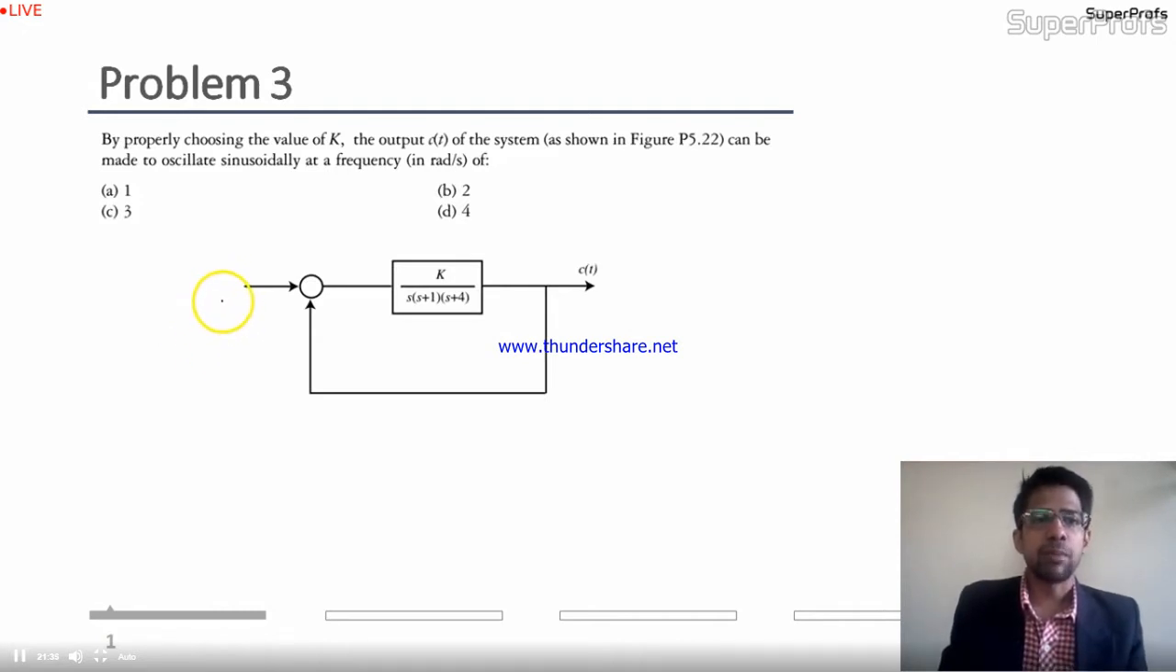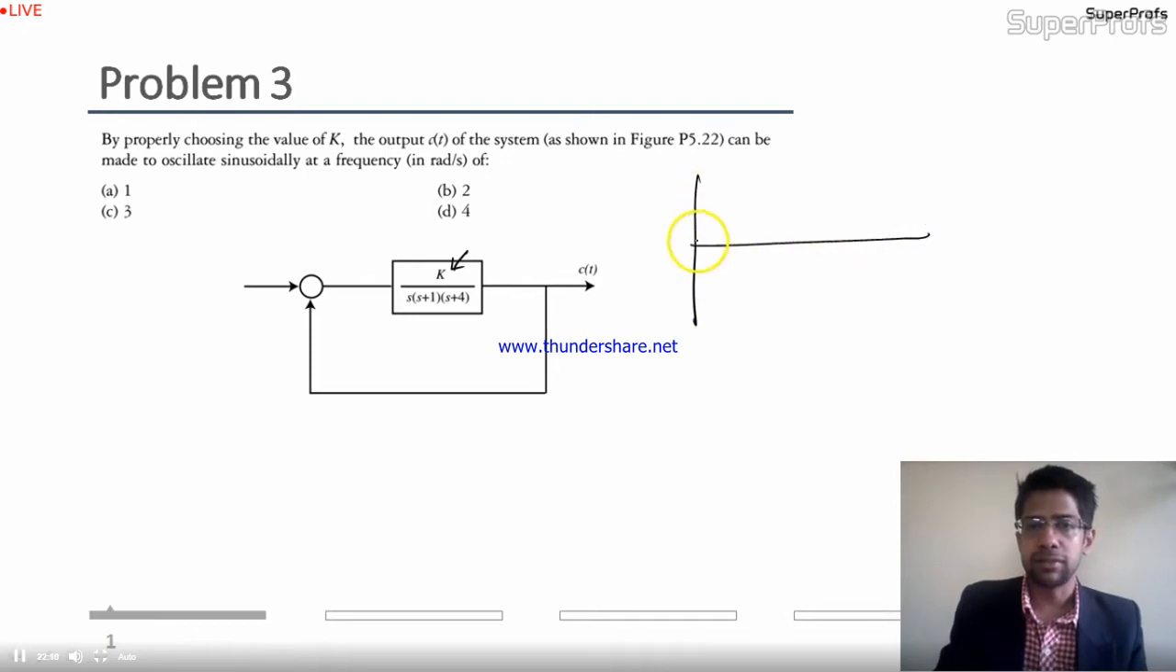By properly choosing the value of K, the output C(t) of the system as shown can be made to oscillate sinusoidally at a frequency in radians per second of. So basically we need to find out the value of K first, and after choosing this value, this system is going to oscillate at a certain frequency only, which will not decay.